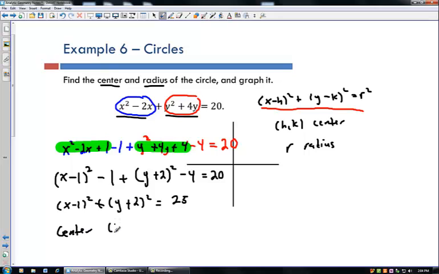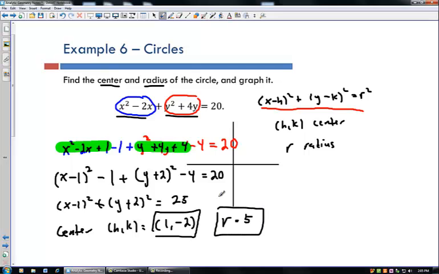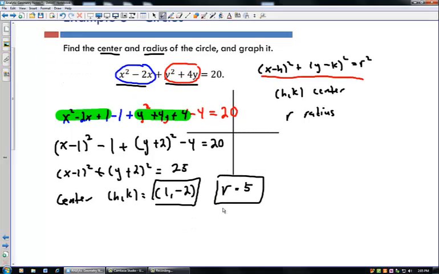So now I know the center, my h comma k is actually equal to, and so it's minus h, so it's just a 1 comma, and it's minus k. Now notice that's a plus, so you can turn that into a minus a negative, and so this is really negative 2 is my k. And then my radius r, well, r squared is 25, so r is equal to a positive 5. And so there's my center here, and here's my radius 5. And so then I can graph this.